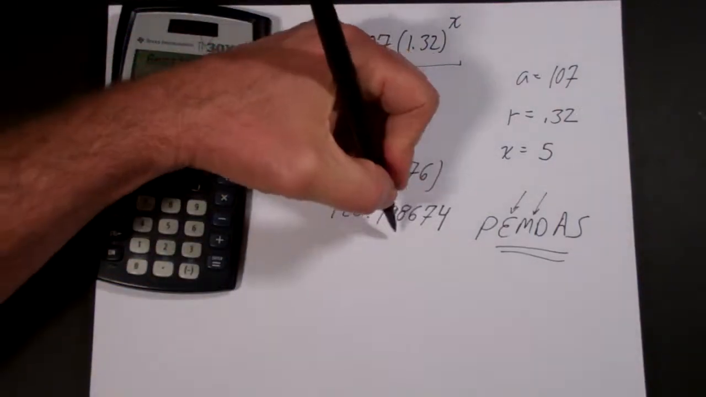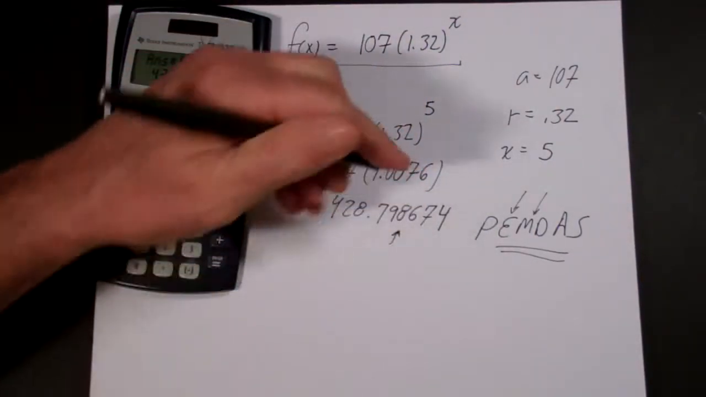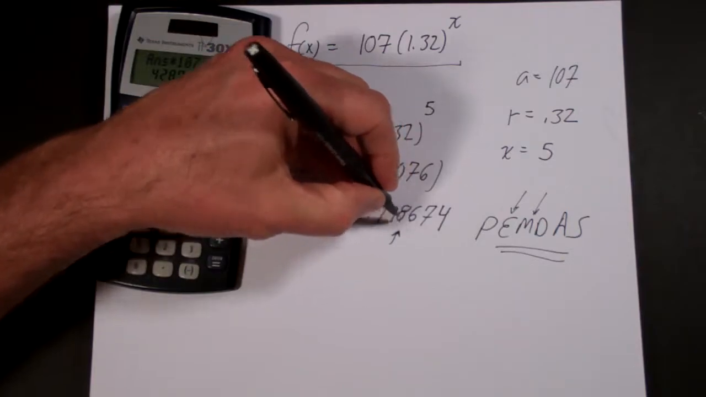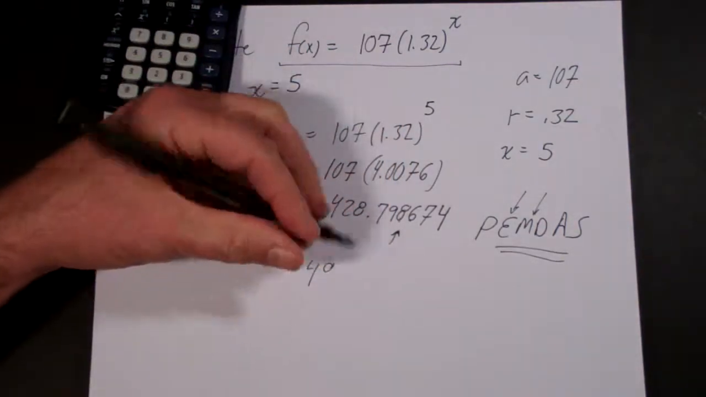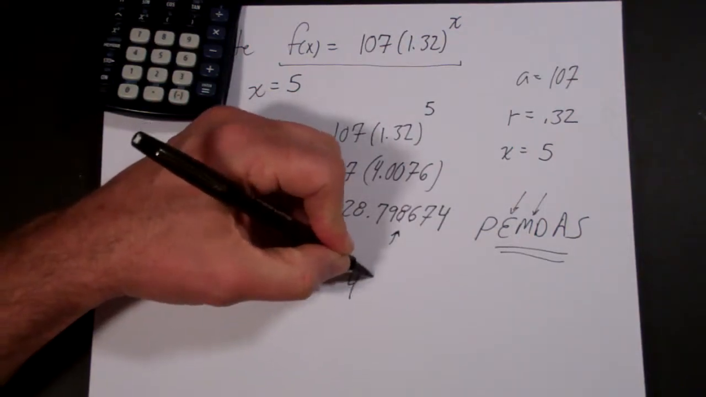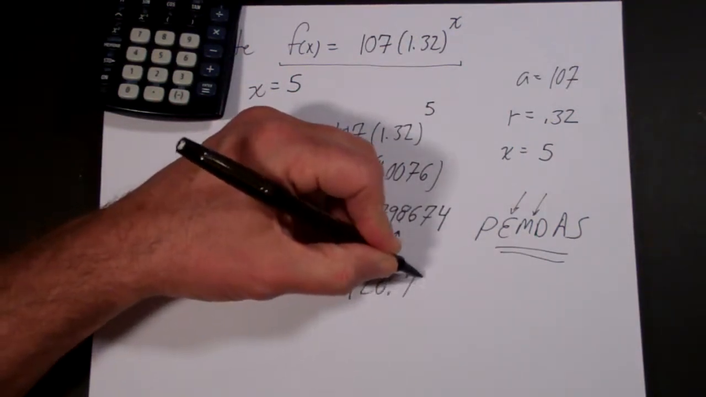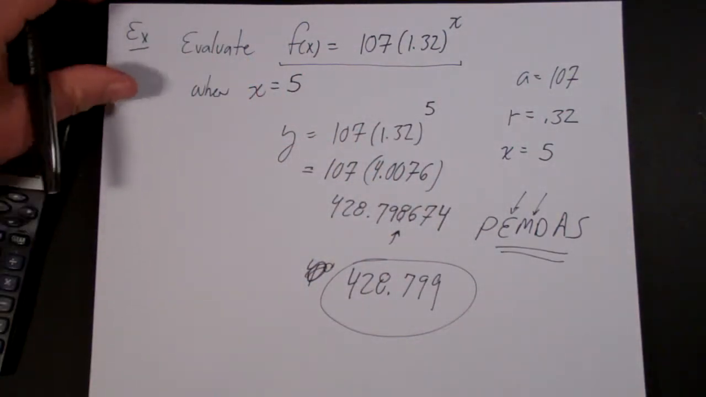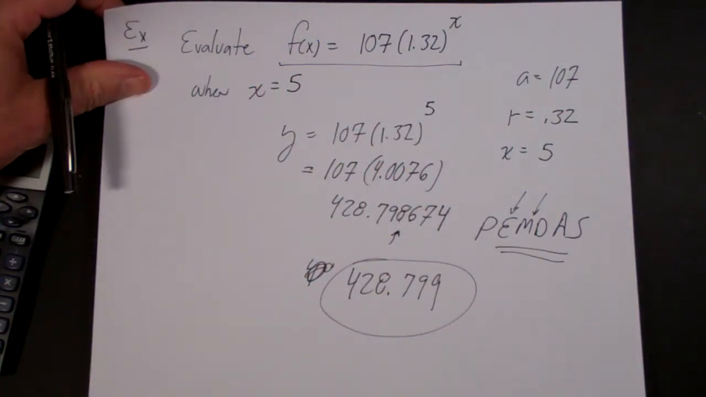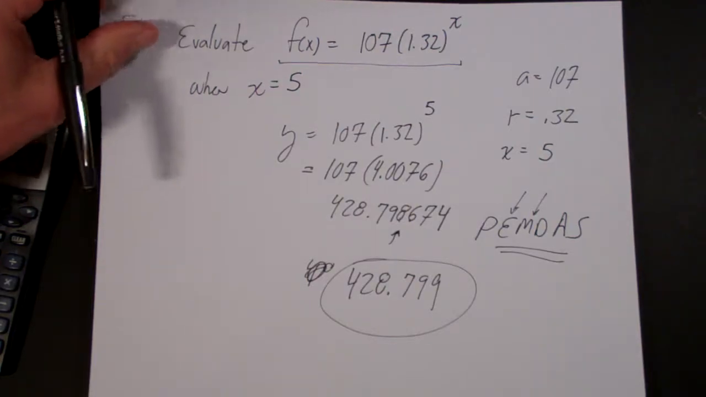Generally you might want to round to the third decimal place. The 8, since this is a 6, it rounds up. So if you round to 3 decimal places, your final answer will be 428.799. And that's how you evaluate exponential functions. Let's do one more example.